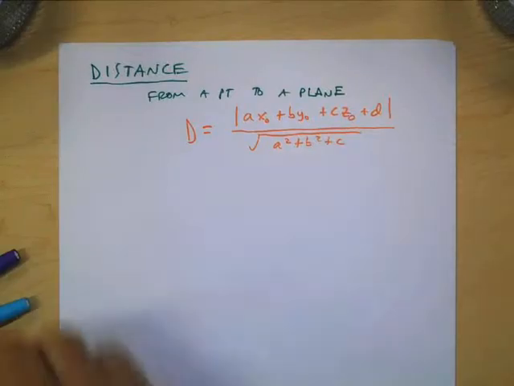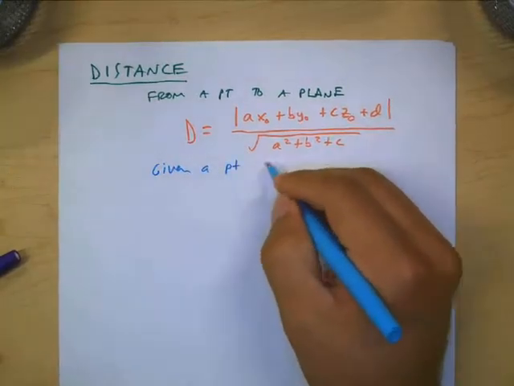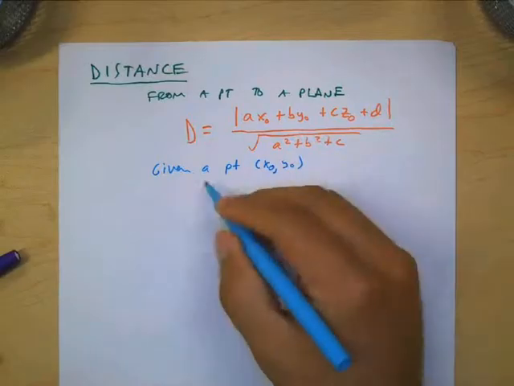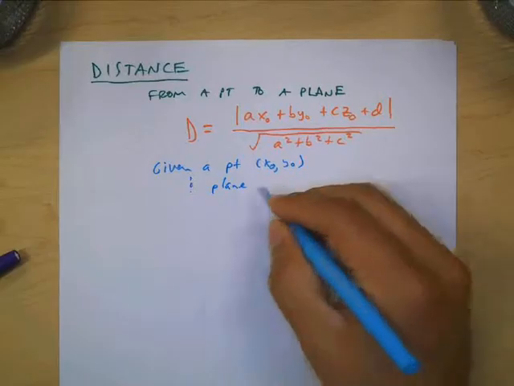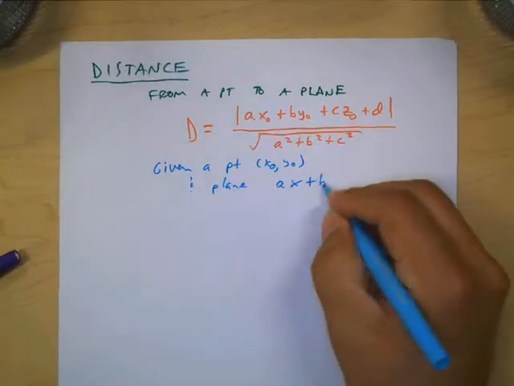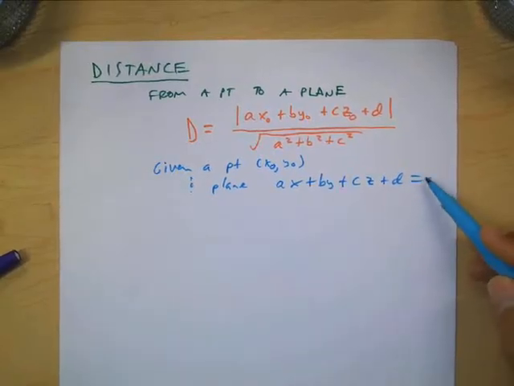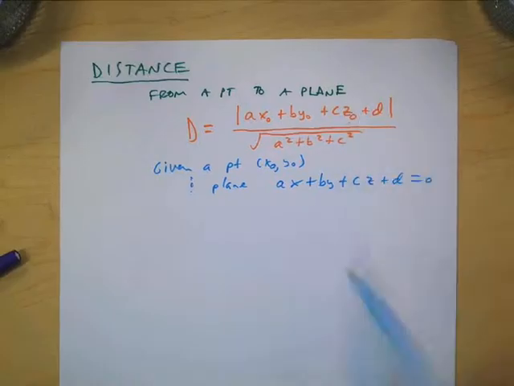And of course, this is given a point x naught, y naught, z naught, and plane ax plus by plus cz plus d equals 0. So if they give you the plane equation and they give you a point, this is the formula that you would use to find the distance from that point to that plane.